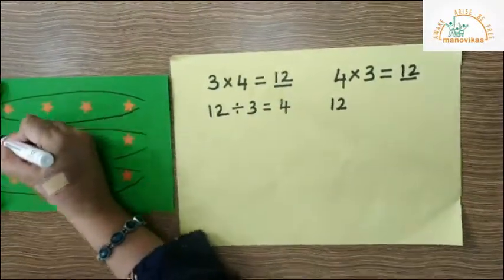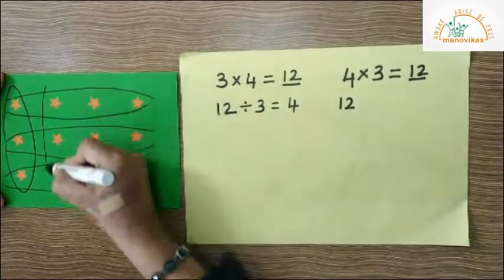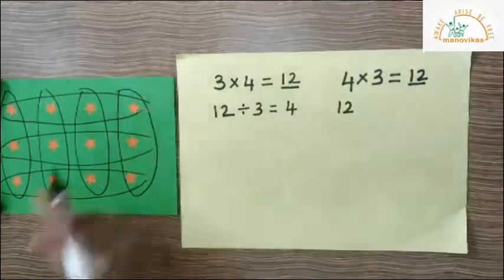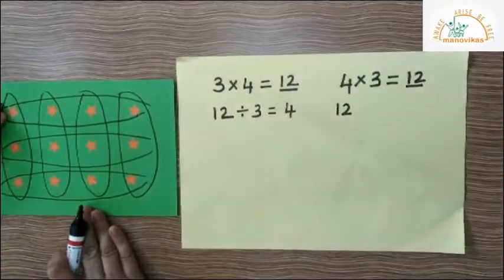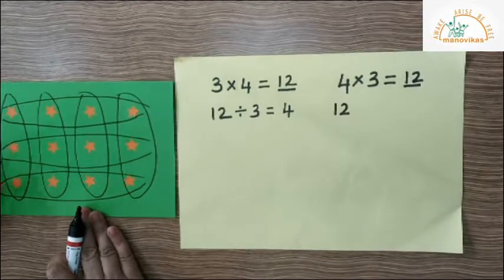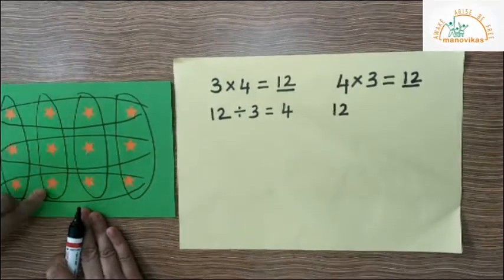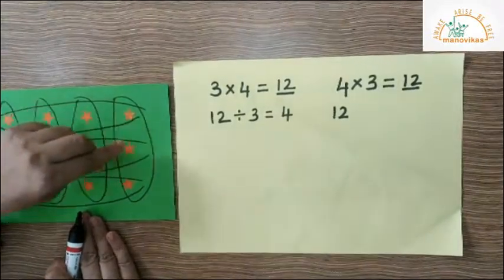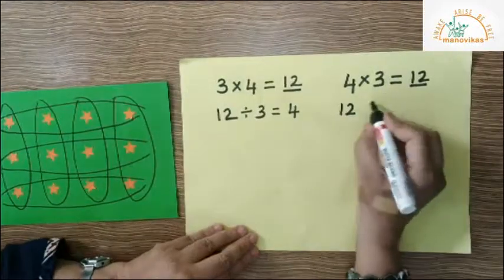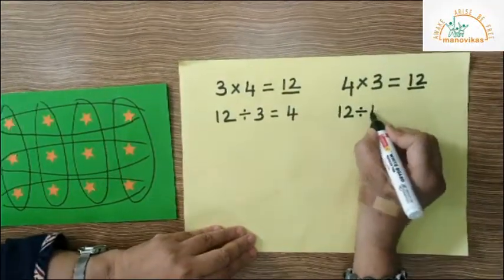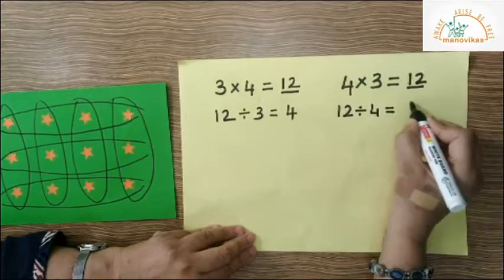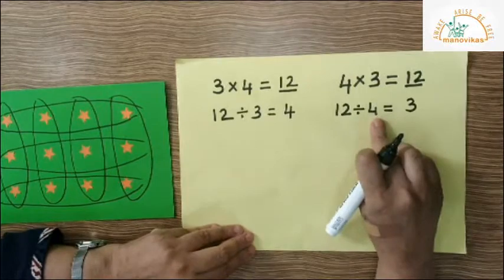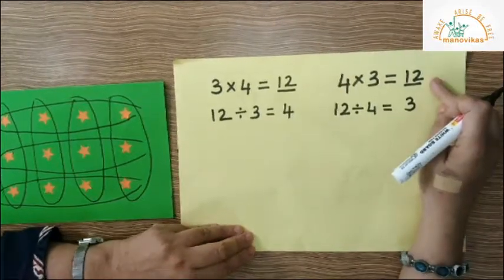And I will this time divide it into 4 groups. 1, 2, 3 and 4. And how much does each group contain? 1, 2, 3 stars, 1, 2, 3 stars, 1, 2, 3 stars, and here also there are 1, 2, 3 stars. So 12 divided by 4 will again give me 3 stars in each group. So this is the division fact for this multiplication sum.